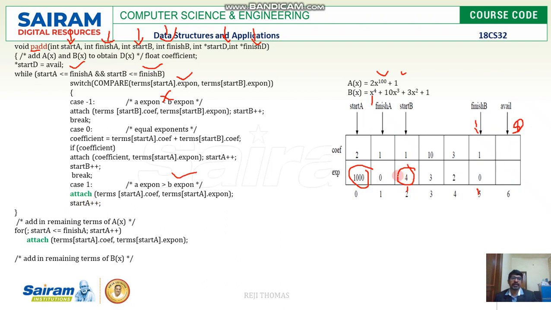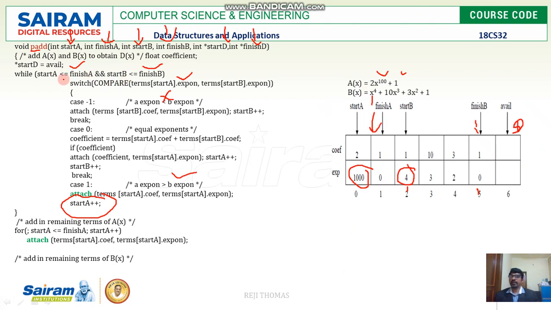So we are going to attach this in the resultant polynomial. How it is attached, we will see later. So this will be done. After this, you are going to increment A. Now this is going to be your A. You have attached this; the first term of the first polynomial gets attached to the resultant polynomial. Again, now where is start A? Start A is going to be here.